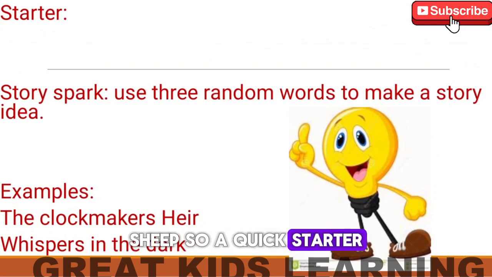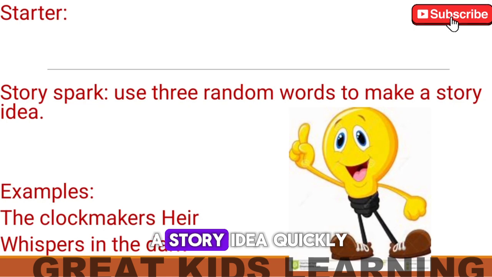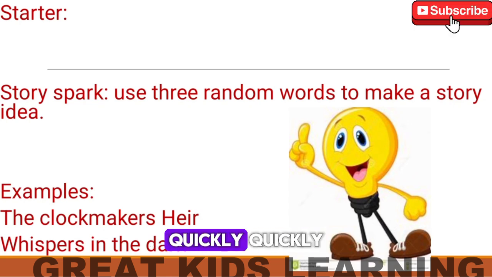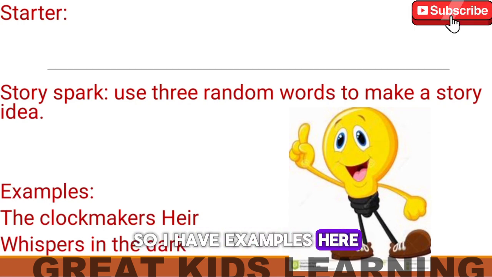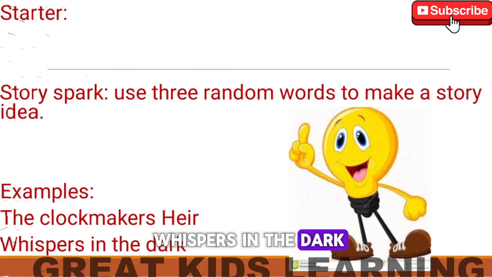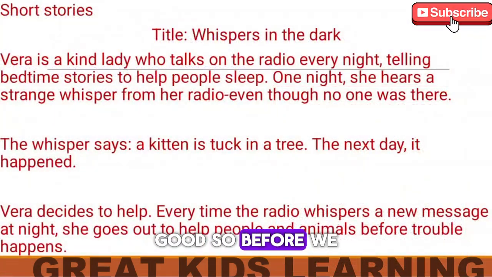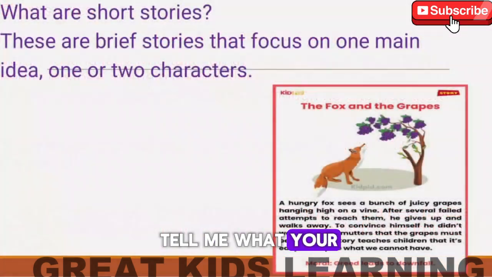So a quick starter. We are going to use 3 random words to make up a story idea. Quickly, pick up 3 random words to make up a story idea. So I have examples here. The clockmaker's hair whispers in the dark. Good. So before we do that, I need you to tell me what short stories are.